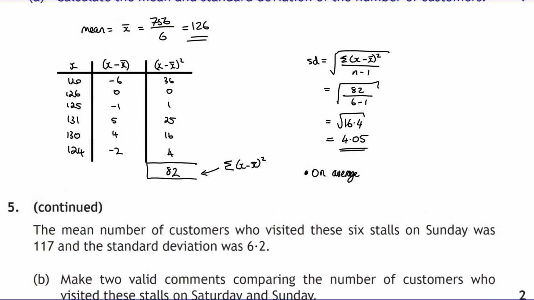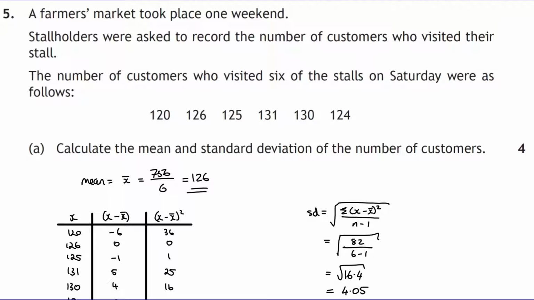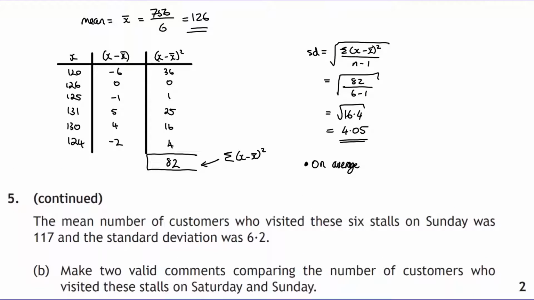What was the first one? The first one was Saturday. So it's between Saturday and Sunday. On Saturday they had an average of 126, on Sunday an average of 117. So on average, fewer people visited the stall on Sunday. That's because the mean 117 for Sunday was less than the mean 126 for Saturday.